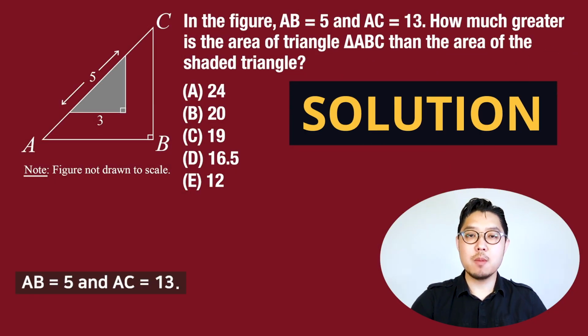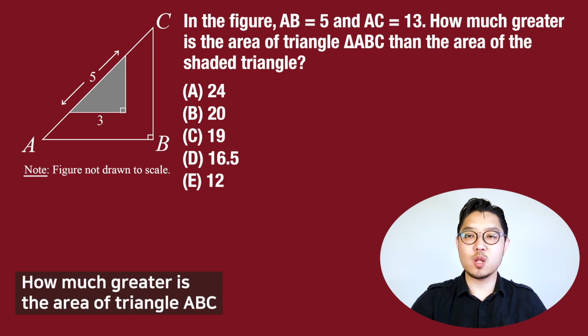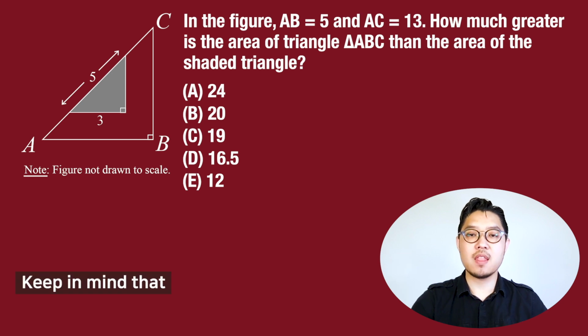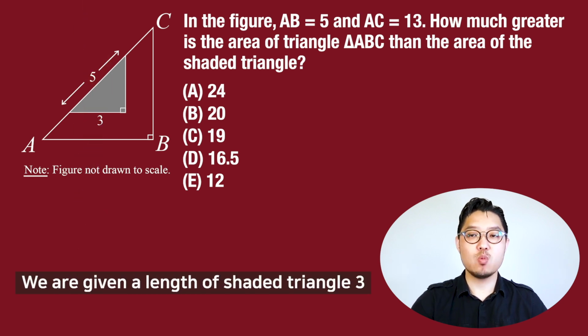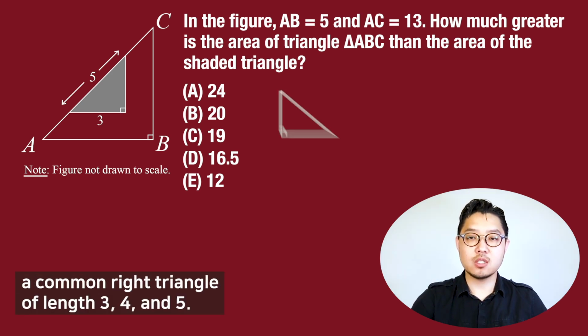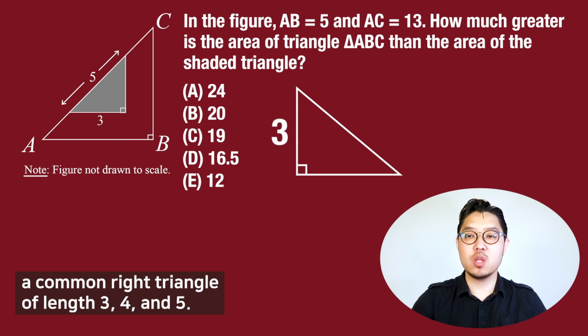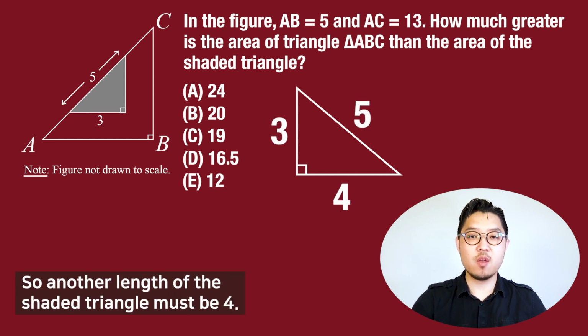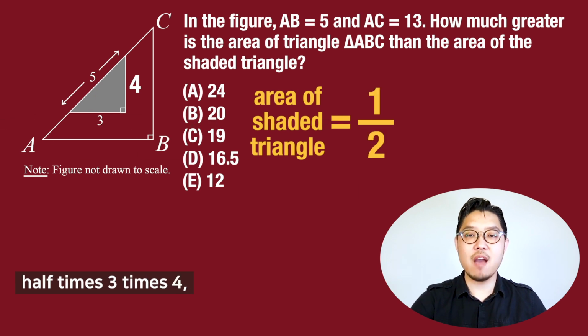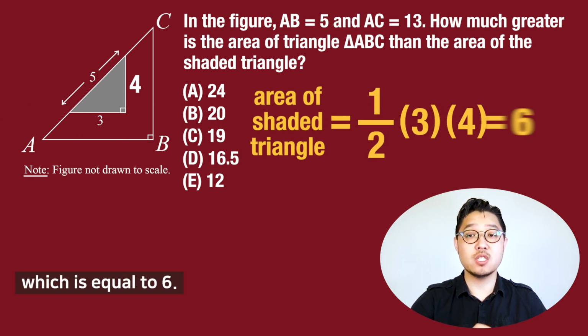In the figure, AB equals 5 and AC equals 13. How much greater is the area of the triangle ABC than the area of the shaded triangle? Keep in mind that this figure is not drawn to scale. We are given a length of the shaded triangle, 3, and its hypotenuse as 5. Recall that we memorized the common right triangle of lengths 3, 4, and 5. So another length of the shaded triangle must be 4. The area of the shaded triangle is half times 3 times 4, which is equal to 6.